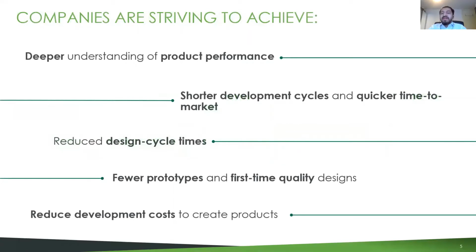So what we've highlighted is what companies are looking to achieve. We have found that companies really want to have a deeper understanding of their product. They want shorter development cycles and they want a quicker time to market. We know design cycle times can be long, so we look to reduce those as much as we can. And people want fewer prototypes and getting things first time right. So we have developed Creo Simulation Live, which looks to try and solve all these issues. And before saying that it does, we want to show you how and why.